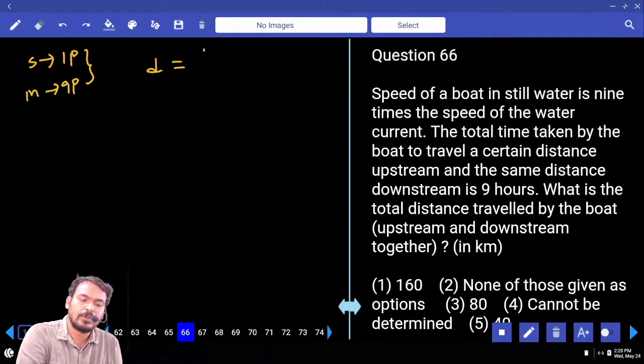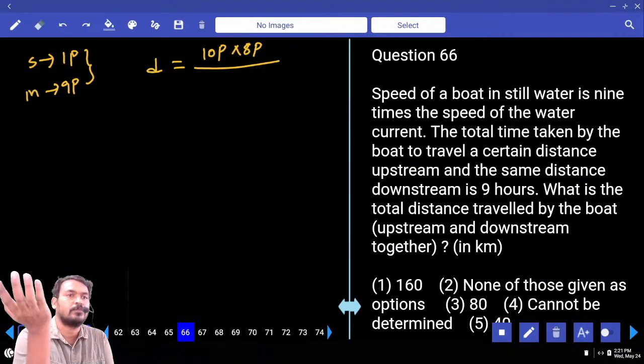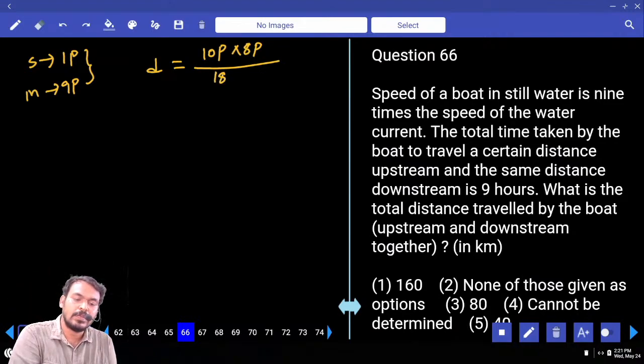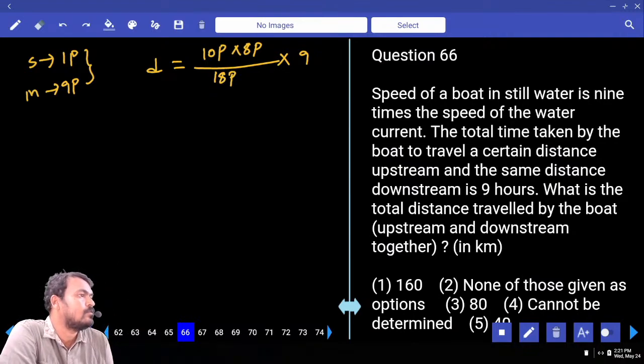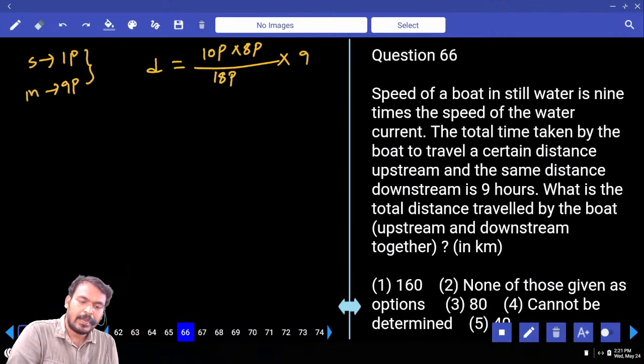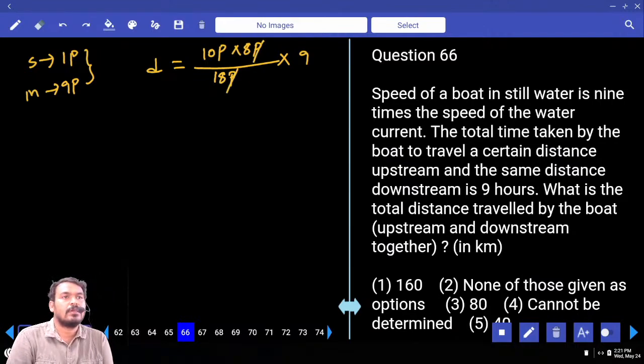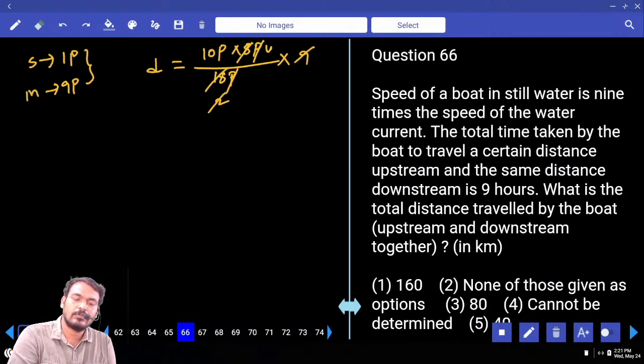What is the downstream speed? 10 parts. Upstream speed 8 parts. What is the total speed? 18 parts. Into time, how many hours? 9 hours. Product of the speeds by sum of the speeds into total time. Parts get cancelled. Cancel. 9 how many times? 2 times. 2 how many times? 4. 10 4s are 40, or not?